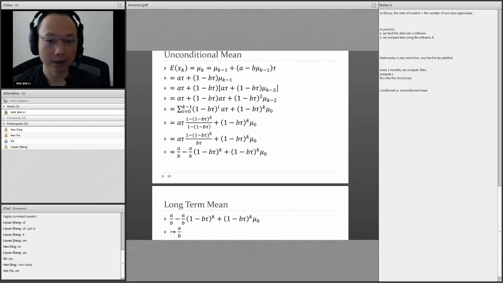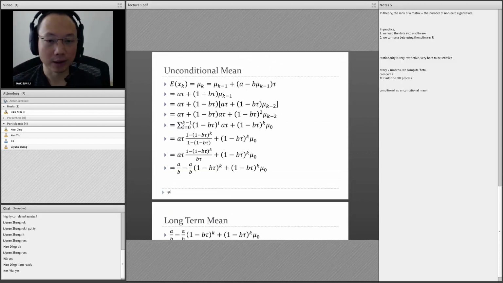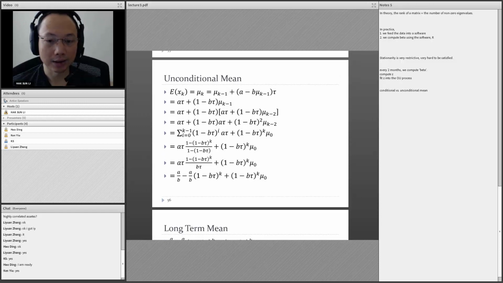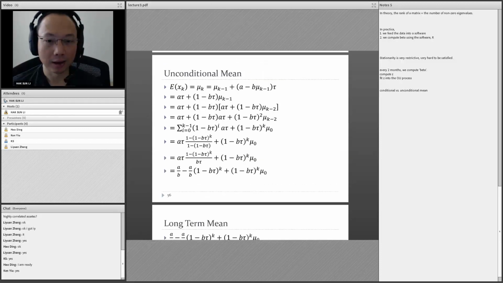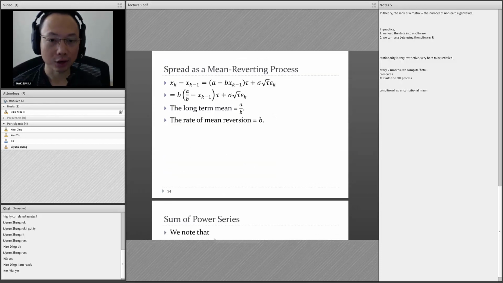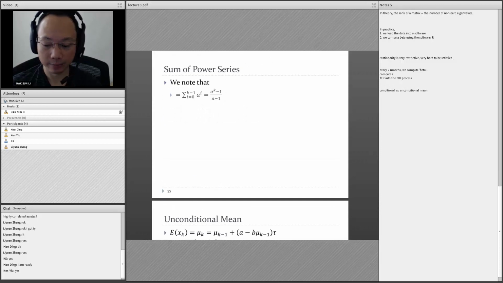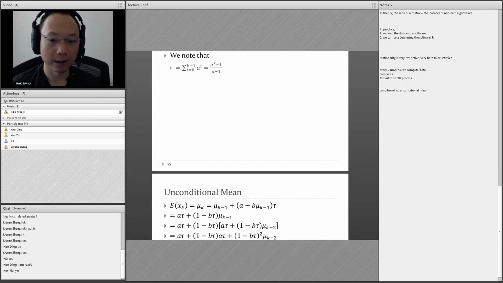This is what we got, and then doing some long-term mean, so this is the expectation of xk. Okay, so when k goes to infinity, this term goes to 0, this term goes to 0. This is what we got, and this is exactly what we expected: the long-term mean a over b. We can tell just from this equation that a over b is the long-term mean, but we proved it from another perspective.